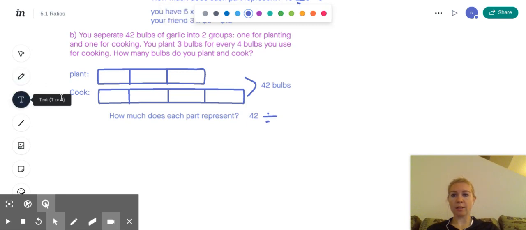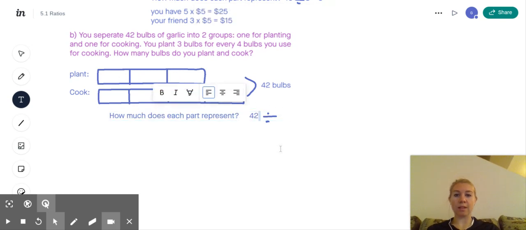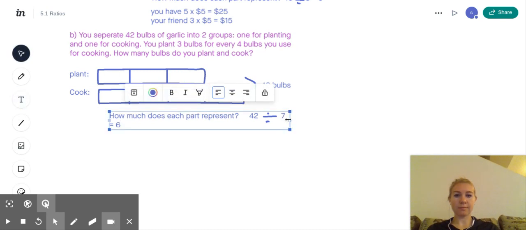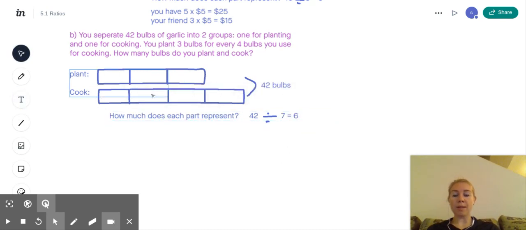And let's count our number of parts. Well, there's 1, 2, 3, 4, 5, 6, 7. I counted how many rectangles I see there. And there are 7 total rectangles, 7 total parts. So we're going to take our 42 divided by 7. And I know that equals 6. So that means each of these parts represents 6 bulbs.